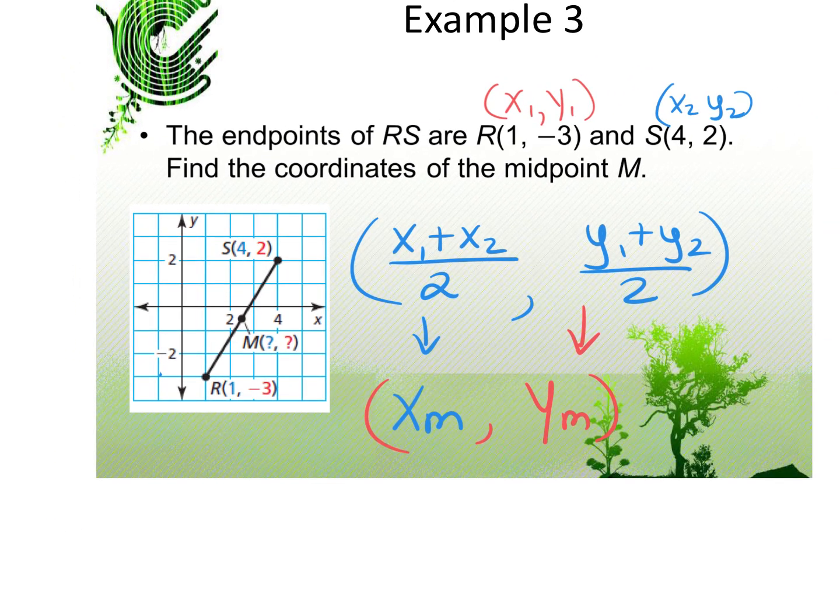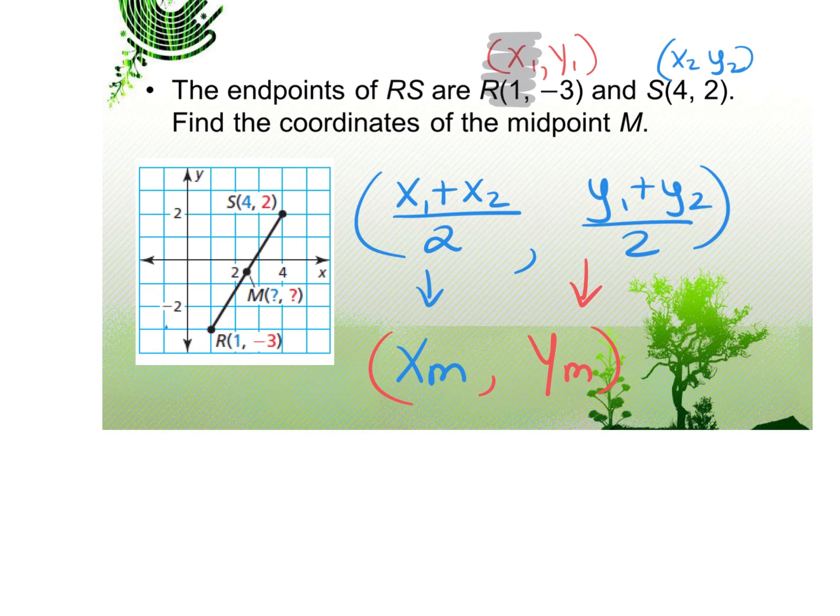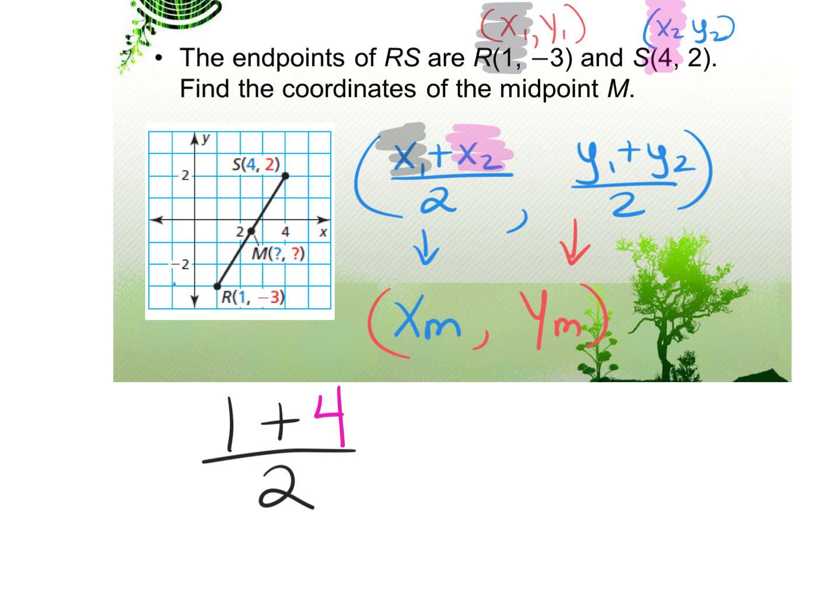So for example, my x1 is the number 1. So I'm going to take the number 1 and I'm going to put it here. Then I'm going to go back and get my x2, which is the first number in the second ordered pair, and that's what I'm going to put right there. So that's what I'm filling in. So then I get 4, and then divide by 2. This is going to give me 5 over 2, which is the x of my midpoint.